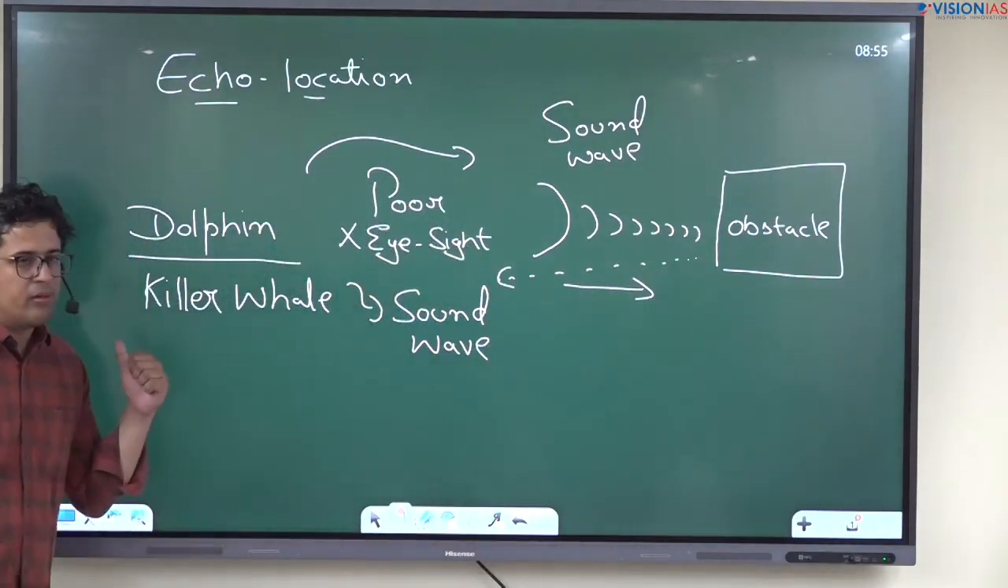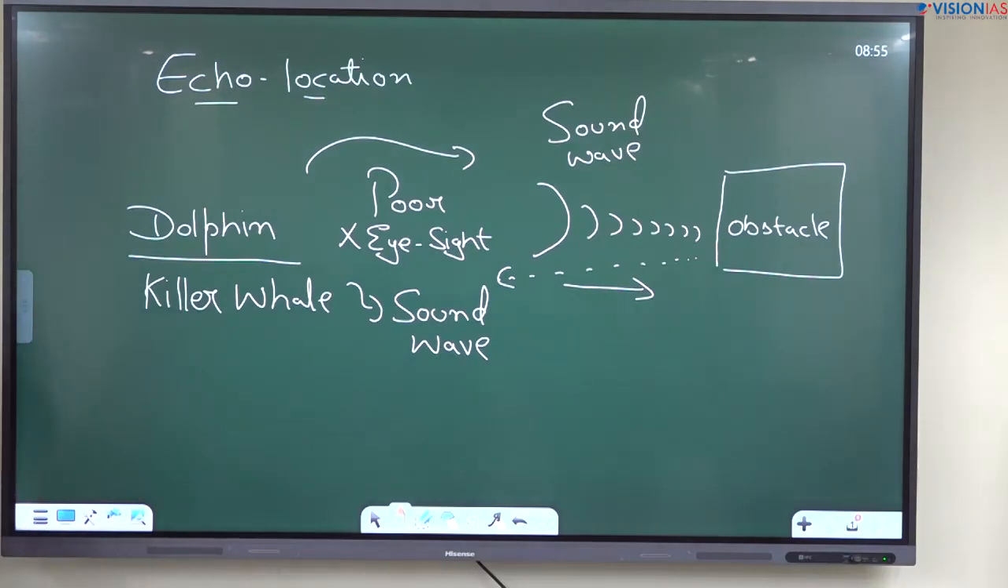So the deflected sound wave that the dolphin receives back, the dolphin observes its frequency and its shape, and decides what type of obstacle is present in front. So with the help of sound waves, dolphins or killer whales decide their path: where they have to go and which path they have to avoid. Example, India's national aquatic animal, the Ganga dolphin.